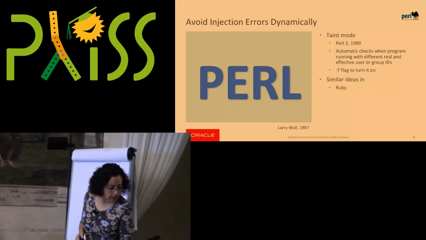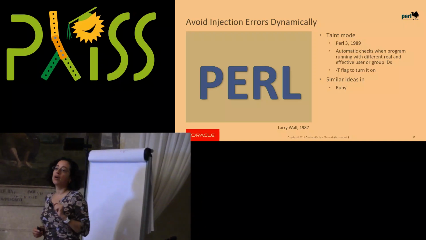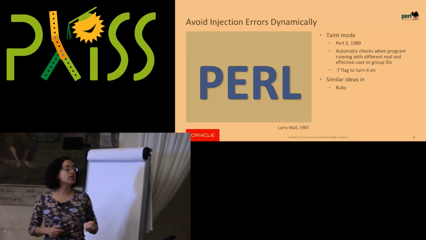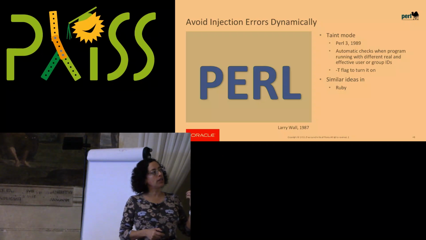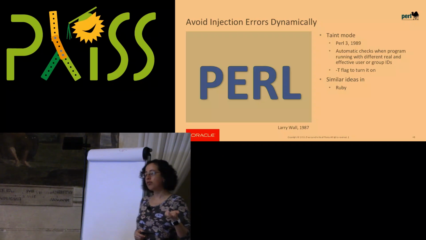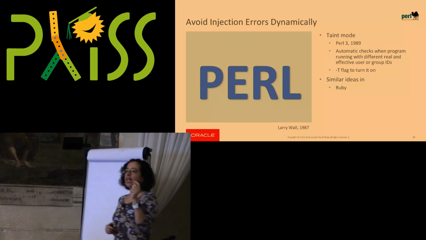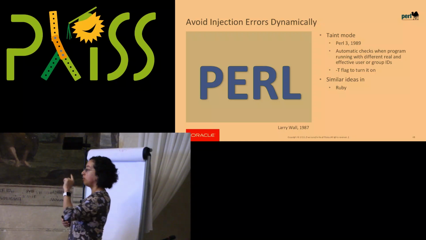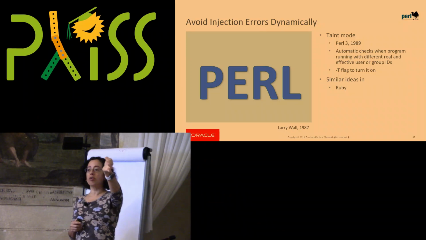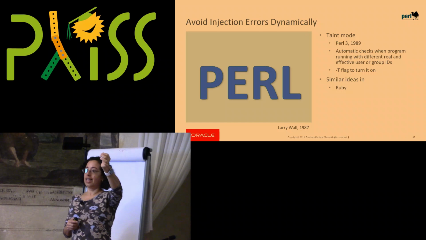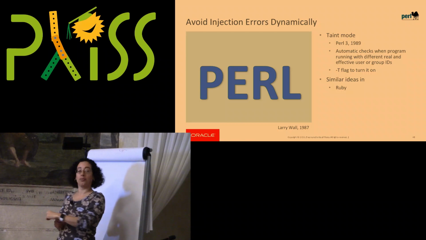Okay, so with the Perl language, they introduced a dynamic way of thinking about how to prevent injection type errors. They called it Taint mode. It was introduced a long time ago in 1989 in Perl 3. What they were trying to do was to automatically track any user controllable data, because anything that is user controllable is considered tainted. So you take user controllable data that is now tainted, and the runtime system tracks where that data is going to make it to.